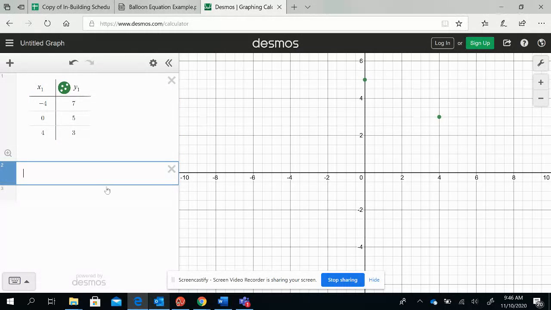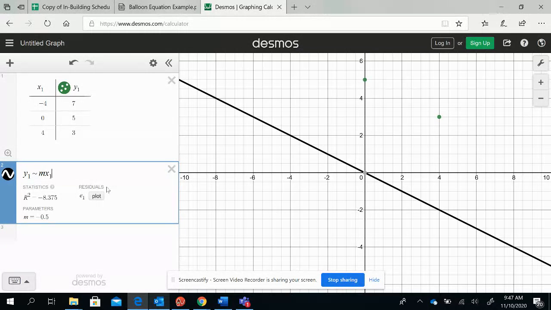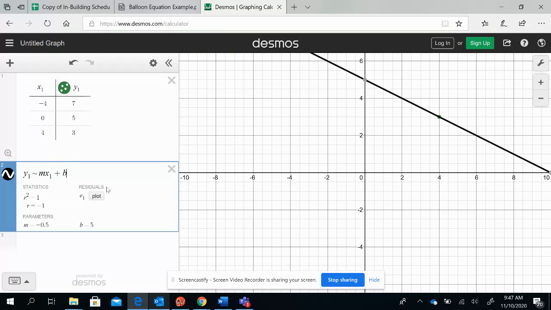And we're going to go down here. We're going to use that equation that we love so much, y1 tilde mx1 plus b. And when we do that, we end up with an m of -0.5 and a b of 5.